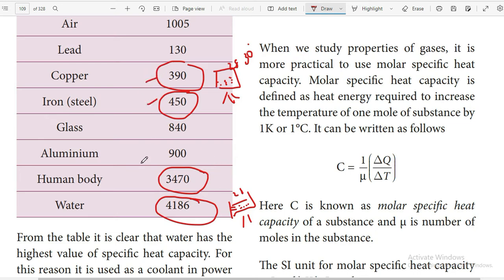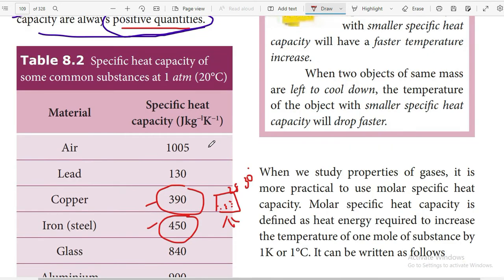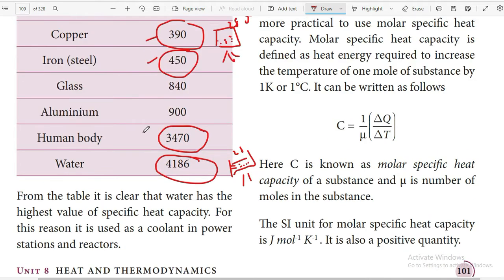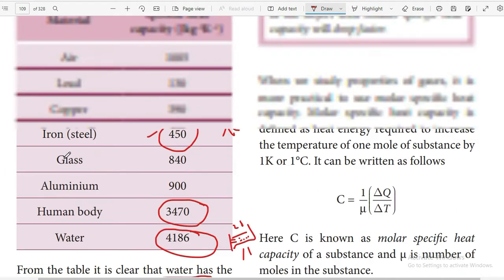That's why we need more heat energy. As it is given in this table, it is clear that water has the highest value of specific heat capacity. Remember this. They will give a few choices in the examination and ask which of these has the highest specific heat capacity. So remember these things.